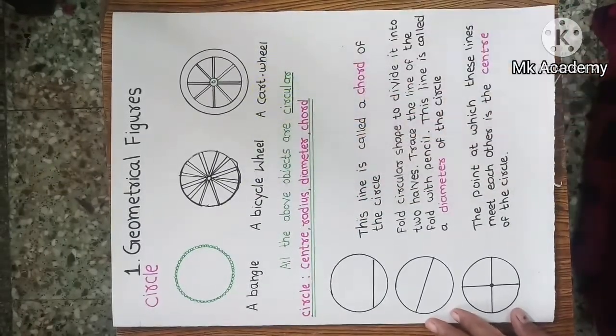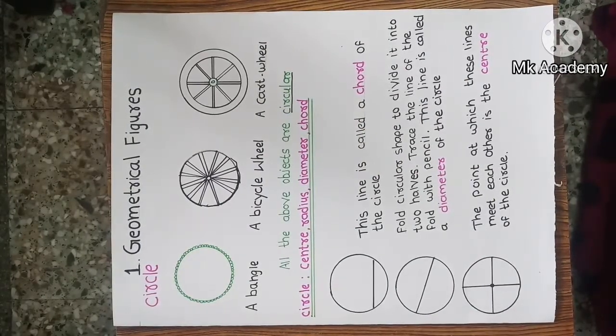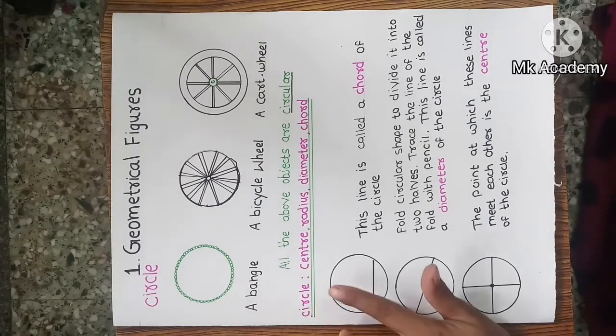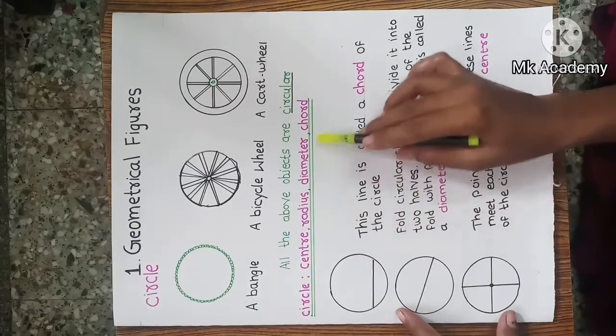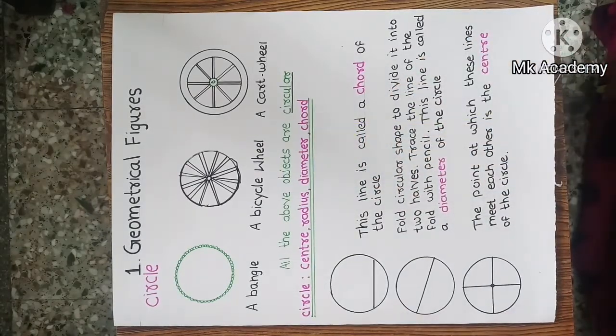In 3rd standard we learned the circle. A circle has no edges and no corners. Now in this standard we learn more about the circle. A circle has a center, radius, diameter and chord. All this we learn step by step.